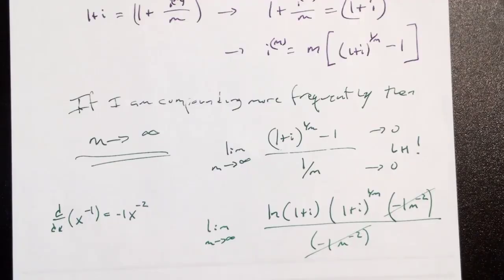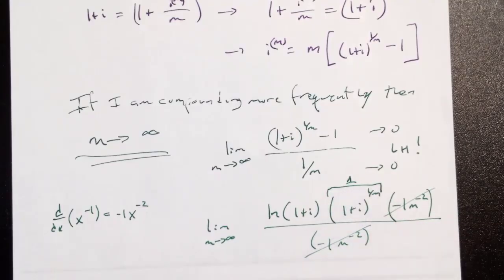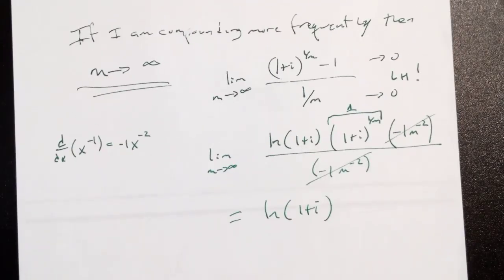What happens as m goes off to infinity? As I take the mth root over and over and over, I get a number that gets closer and closer to 1, which means as m goes to infinity, this piece goes to 1. And that means I get ln of 1 plus i, because that doesn't depend on m. That's a constant. And that's the reason that we used an ln in that formula.